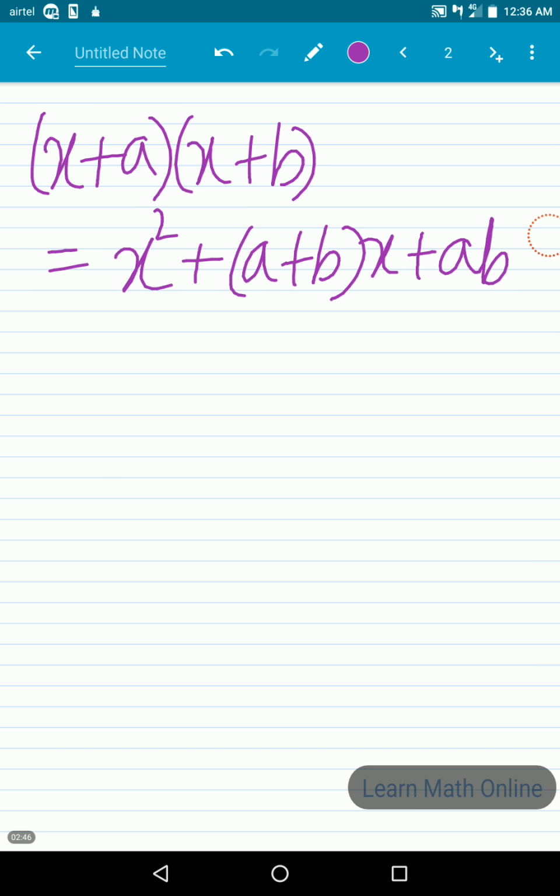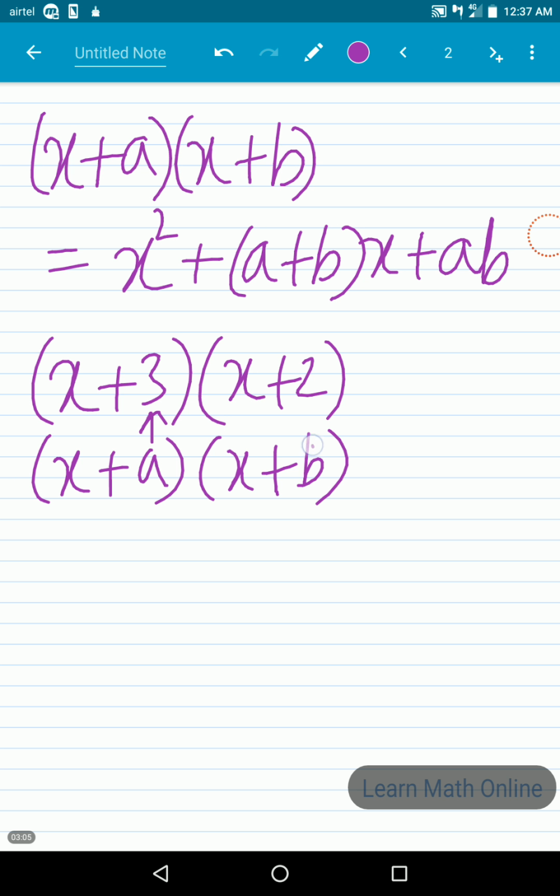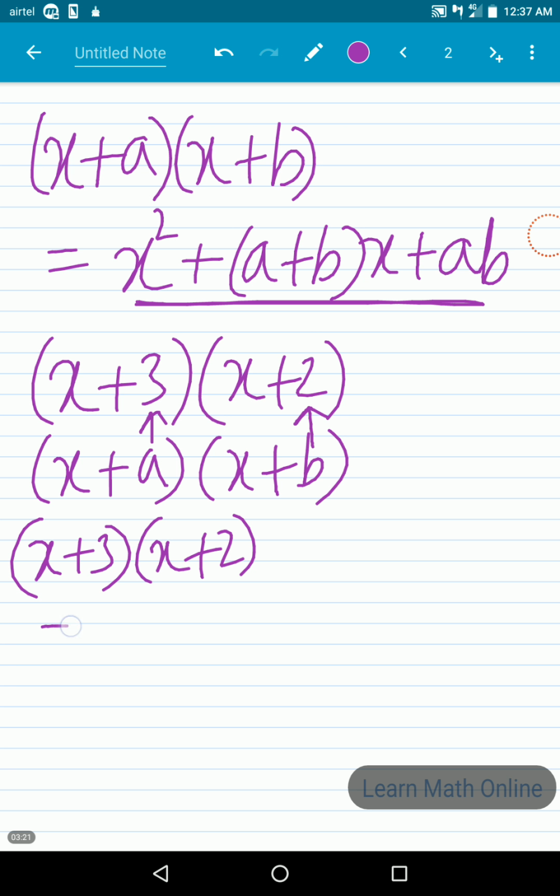Let us take one example. Let us take x plus 3 and x plus 2. In place of x we have x, in place of a we have 3, and in place of b we have 2. So x plus a times x plus b is x square plus a plus b into x plus ab. So what will be x plus 3 multiplied by x plus 2? This will be equal to x square plus, it should be a plus b into x.